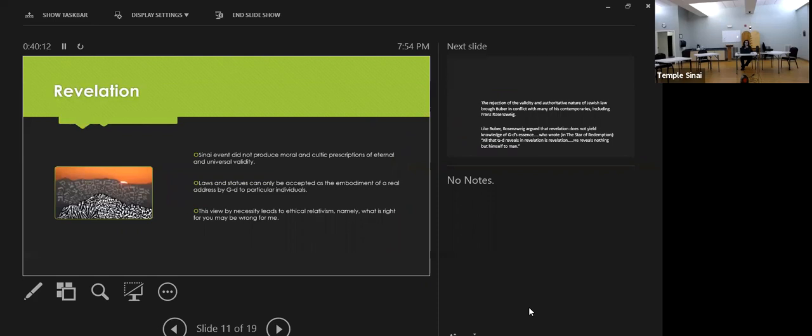That revelation, the Sinai event, didn't produce moral and cultic prescriptions of eternal and universal validity. That our laws and statutes can only be accepted as the embodiment of a real address by God to particular individuals. Now, this view by necessity leads to ethical relativism. What's right for you may be wrong for me. So what do we do with that? The revelation of Torah is the only truth? Buber would say no.